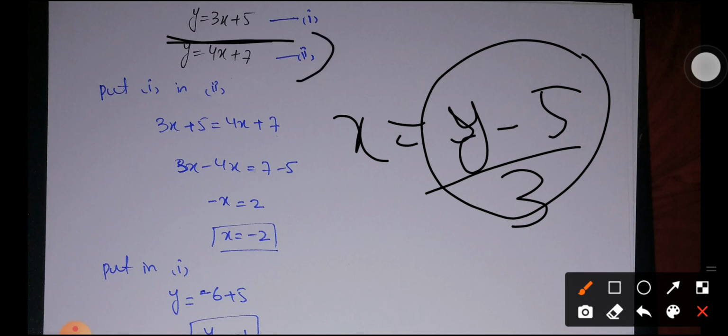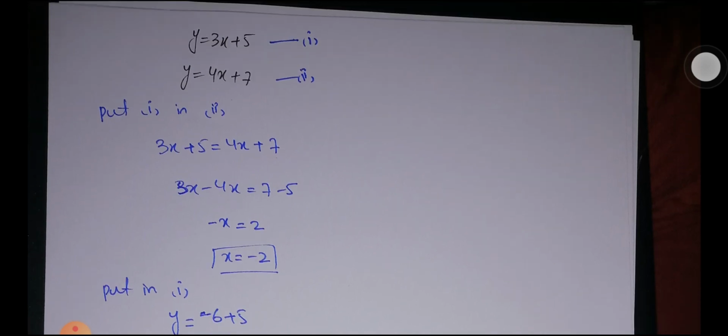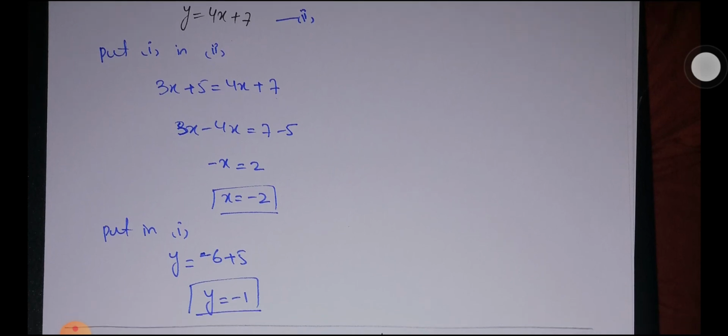So I have chosen the value of y from equation 1 and then I will substitute that value in equation 2, and you can see that I can get the value of x, which is minus 2. Now substituting this value in equation 1 or in equation 2, you will get the value of the other variable, that is y is equal to minus 1.